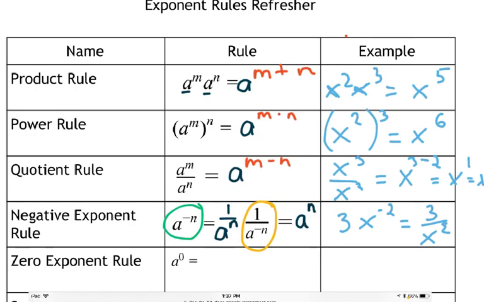Our next rule is the zero exponent rule. Anything to the 0 power is always 1. It's an easy one. So we can look at an example. It could be x squared to the power 0.